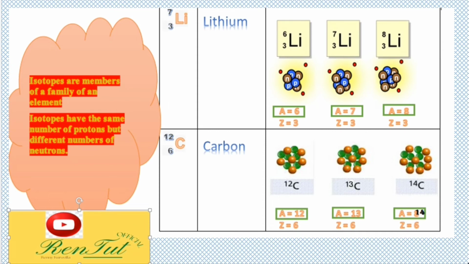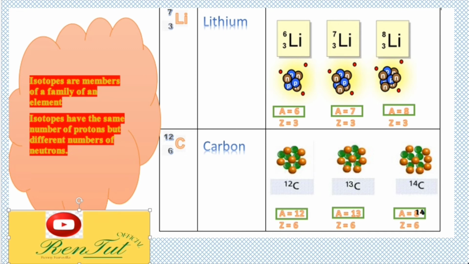Now let us consider the example of lithium. In lithium also there are three isotopes. Here Z is common. As we had seen earlier, Z is the atomic number, which represents the number of protons. So in lithium, all three isotopes show the same number of protons, that is 3. That is why in all three cases Z is equal to 3. The only difference is in the atomic mass.